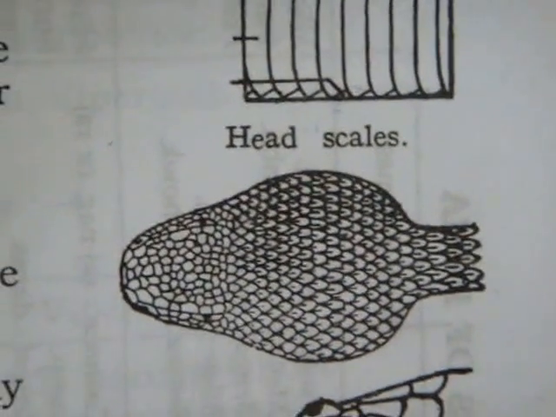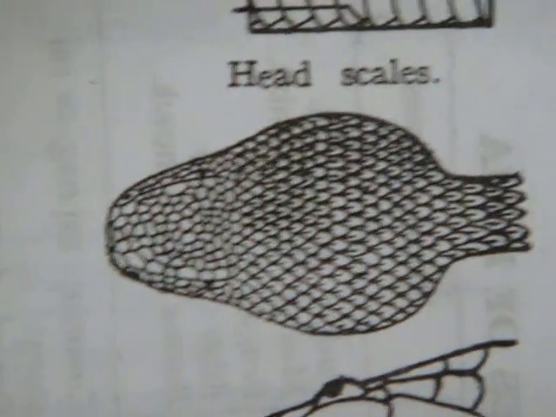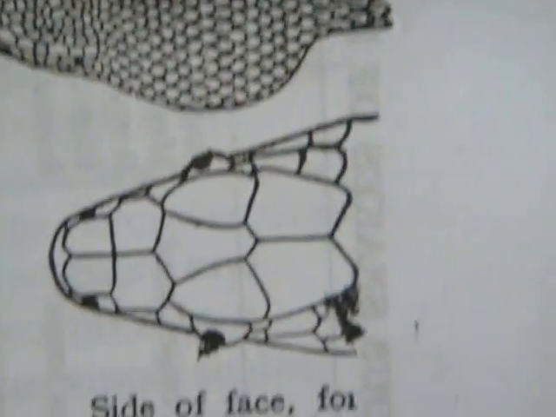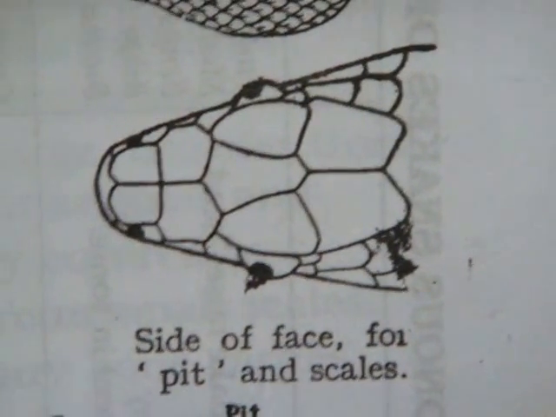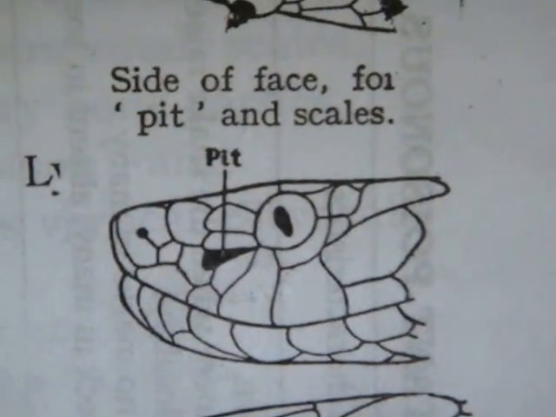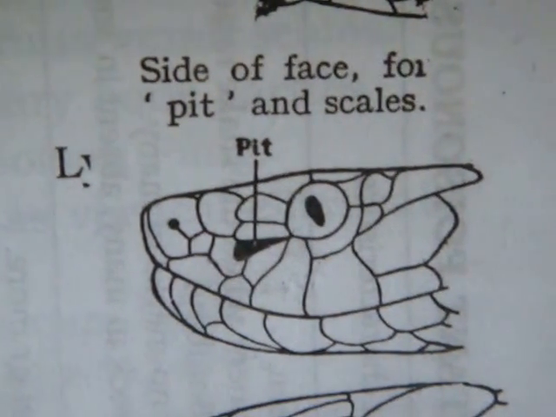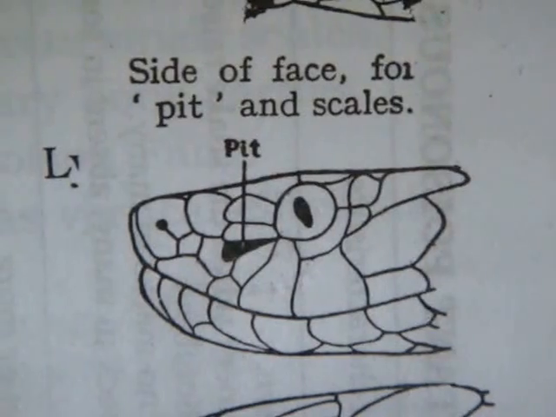In the next step, look at the head scales. If head scales are small, like in this picture, it is a non-poisonous snake. But if head scales are large, like in this picture, you look at the side of the face. So this is the side of the face. In the side of the face, if there is a pit between the eye and the nose, then it is a pit viper, a poisonous snake.